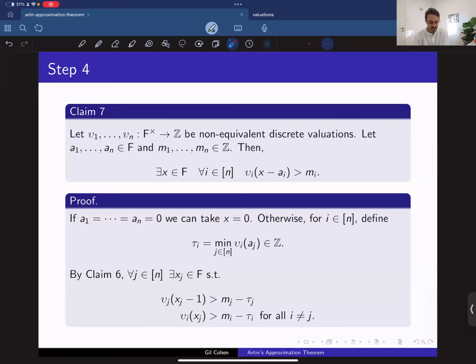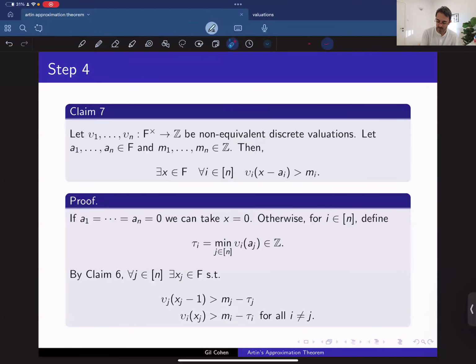Okay, and this too is a bit of a roundabout way of finding this x. But what can you do? So first of all, I'm saying that if all the ai's are 0, then you can just take x to be 0. If you just want an element for which vi of x is larger than the prescribed value, take 0, it has valuation infinity, everything's fine. So let's assume that's not the case. At least one of those ai's is non-zero. And once you do that, you can define the following number, otherwise it would be infinity.